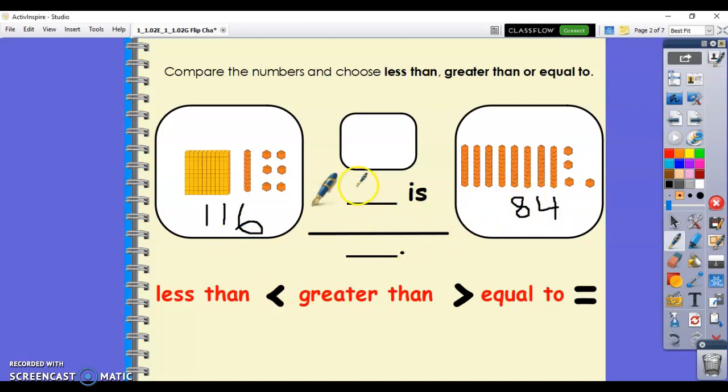So I would start by writing 116 is greater than 84. And then I know that whenever I use my symbols, the two dots go on the number that's biggest, and then the one dot goes to the smaller number, and then I connect my dot, and it says 116 is greater than 84. Let's try another one.